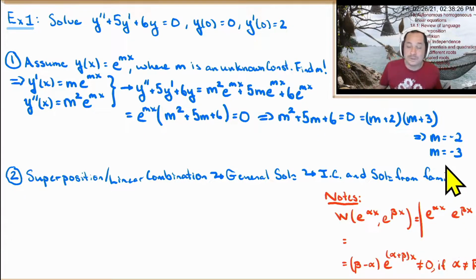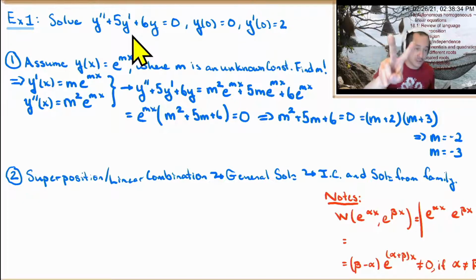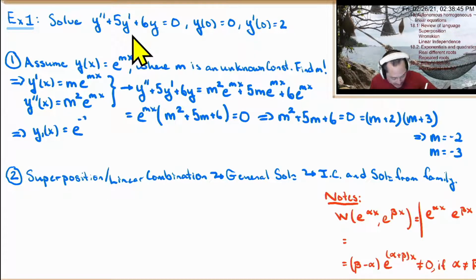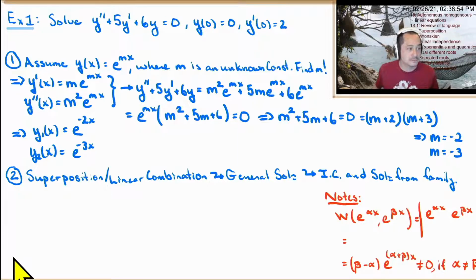So how many roots are there to this quadratic equation? There are 2. So how many y of x functions can I find that solve this differential equation? There are 2. And so what I find out, and I'm about to hit that older chat question now, is that y1 is equal to e to the -2x, and y2 is equal to e to the -3x. Okay.